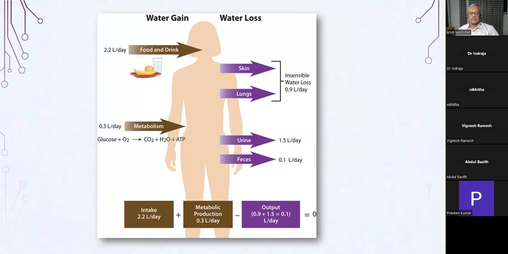If we calculate the overall balance, input plus metabolism minus output has to be 0. Any increase or alteration in intake or output results in retention of fluid or dehydration of the person.